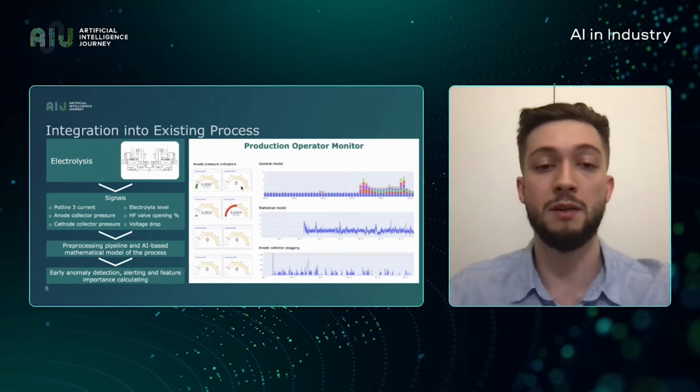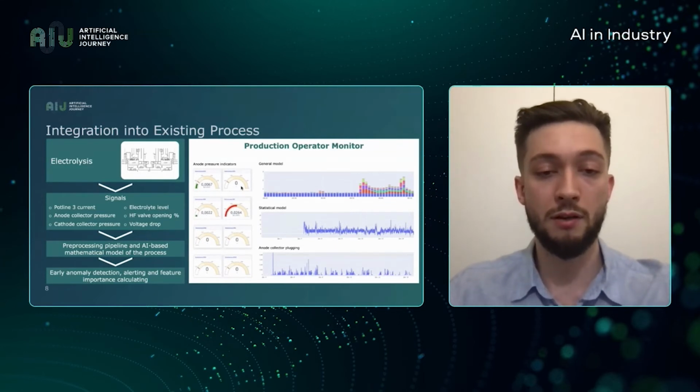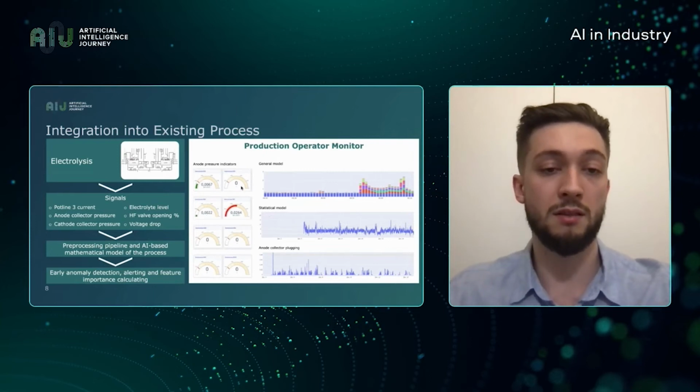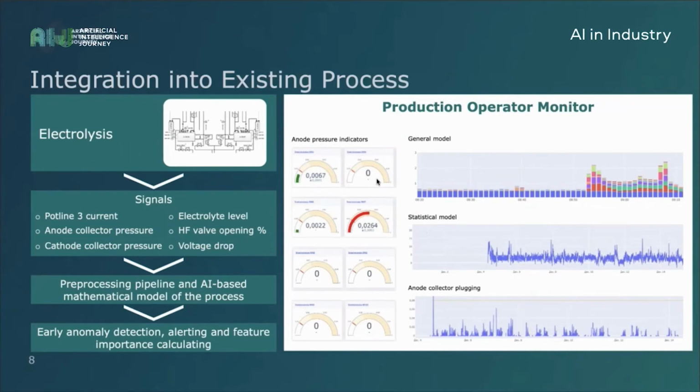And after we have elaborated the first model, after we have improved this model and elaborated the app, our scheme of integration into the current process looks like this. So we have an electrolysis process, and from it we gather data and signals that in real-time mode go to the system of data storage. And in our system, we have a pre-processing system, implementation and inference of models.